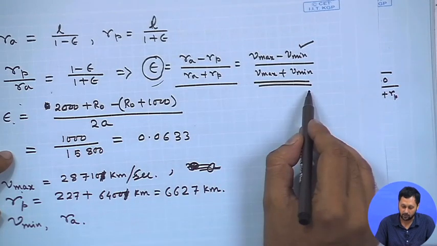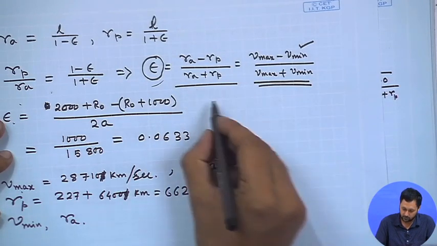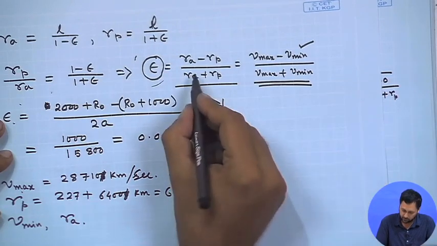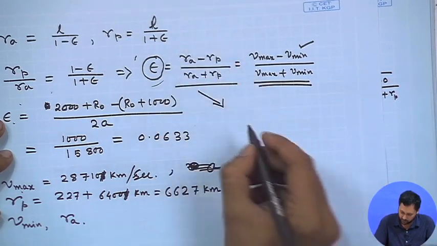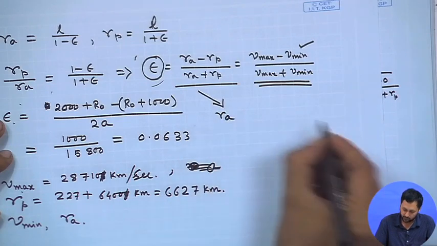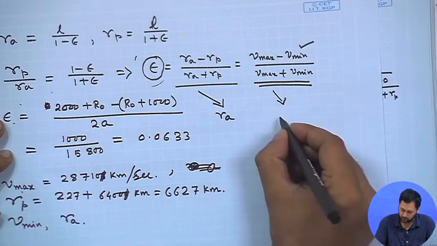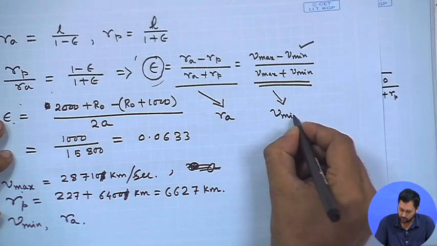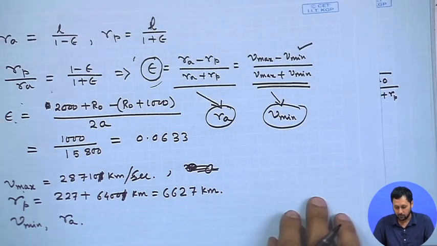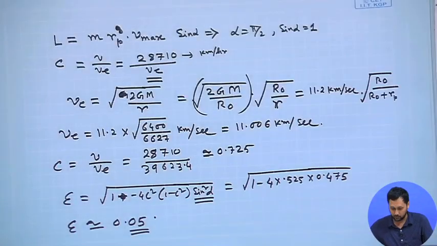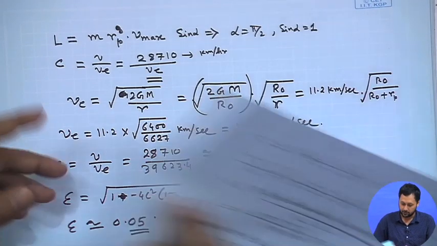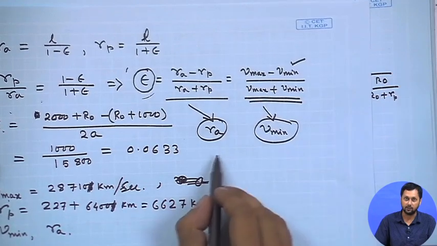Now, once we do that, we are in a position to put the values in this particular expression. For the apogee, if we use this particular expression, then we can calculate the apogee distance, and if we use this particular expression, then we can calculate the minimum value of the velocity. I am not doing it, you can finish it yourself, that is not a problem, but once you get the eccentricity and you have these two expressions in hand, it is really easy.